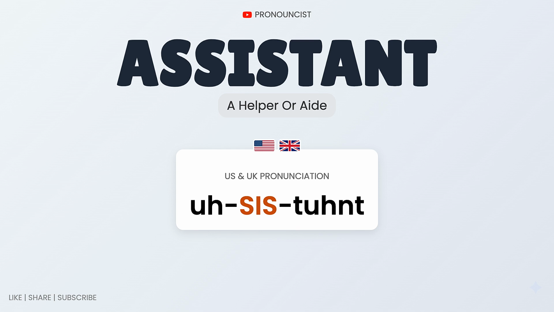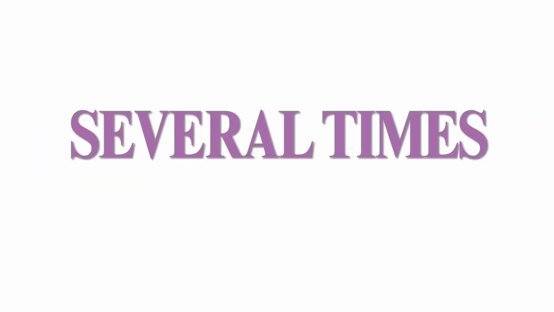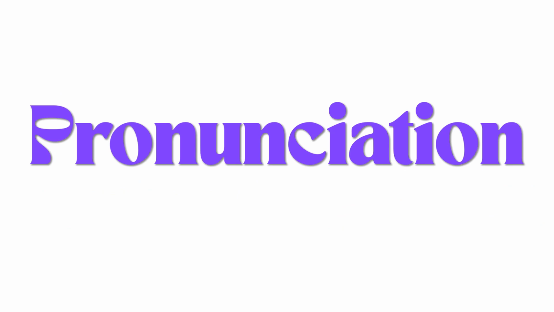Practice repeatedly and you'll soon be able to say this word perfectly. The best way to practice is to repeat the syllable multiple times. The meaning of the word is a helper or aid. Try repeating this word several times to improve your pronunciation.